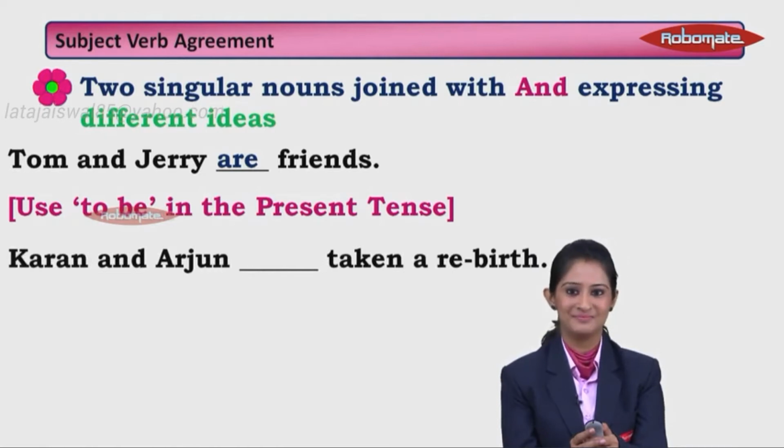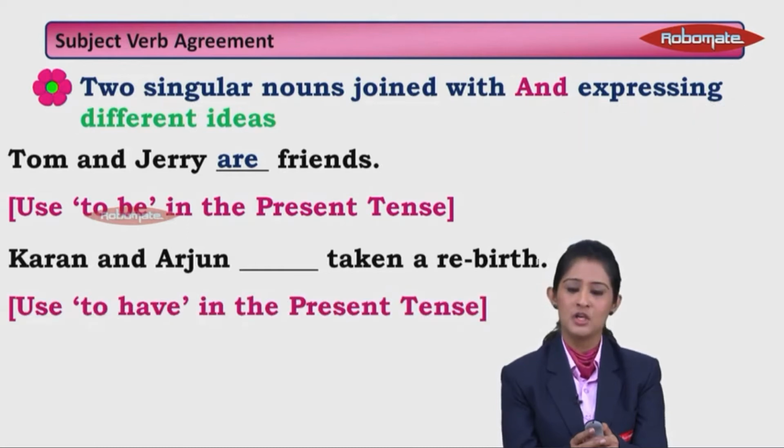The next one. Karan Arjun dash taken rebirth. We have to use to have in the present tense. And the options are have and has. And yes, we choose the word have. Karan and Arjun have taken a rebirth. So let's go to the next one.